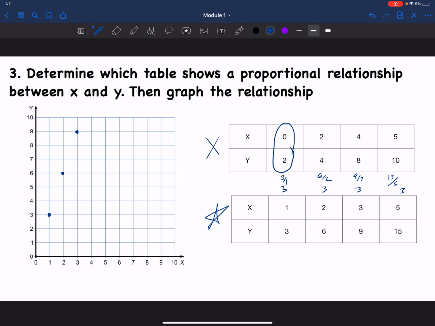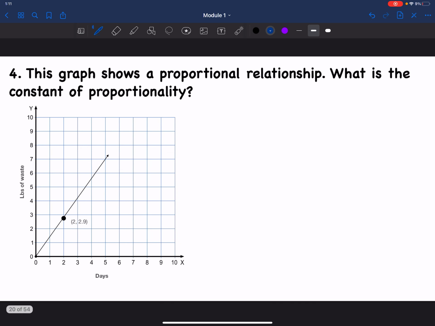Okay, let's go on to number 4. This graph shows a proportional relationship. What is the constant of proportionality? So remember, we always do y over x. My y value there is 2.9 over my x value is 2. And I'm going to go ahead and simplify this into a decimal by dividing 2.9 by 2. So my constant of proportionality is 1.45.